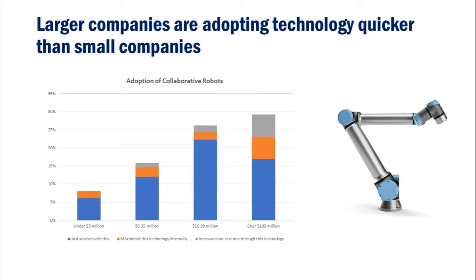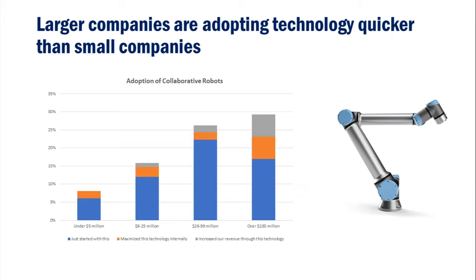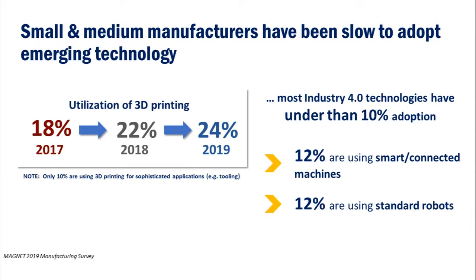Larger companies today are adopting technologies quicker than smaller companies. That's basically what this will tell you. It's not adoption across the board, but if you look at the smaller numbers on this side, it's asking, for one example, collaborative robots, are you adopting it? Smaller companies are not leaning into this as much as larger companies are, for a number of reasons that we'll discuss. That's robotics. Let's talk about small and medium manufacturers adopting these emergent technologies broadly.